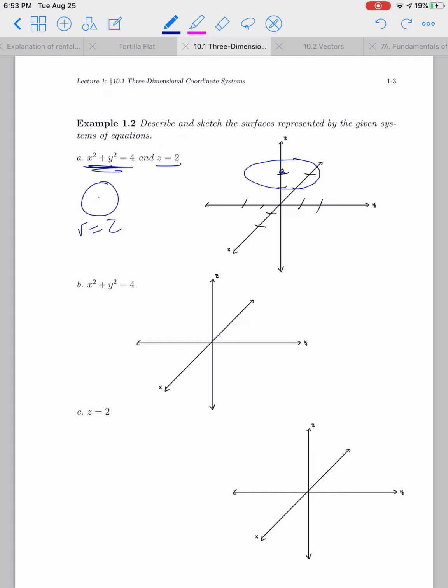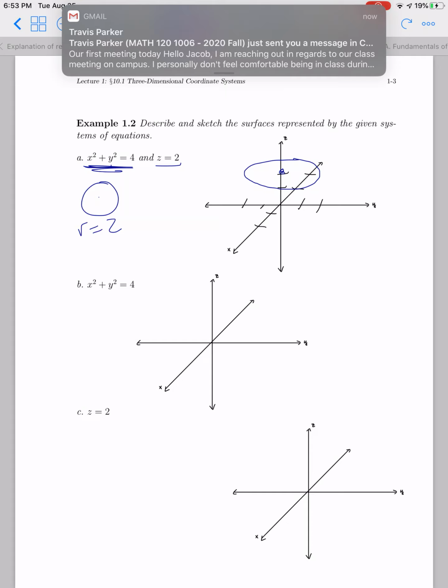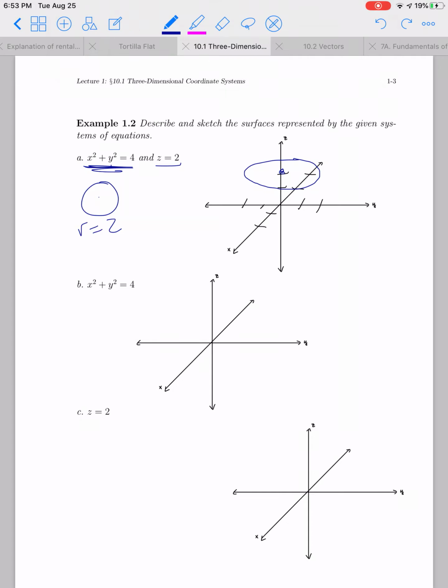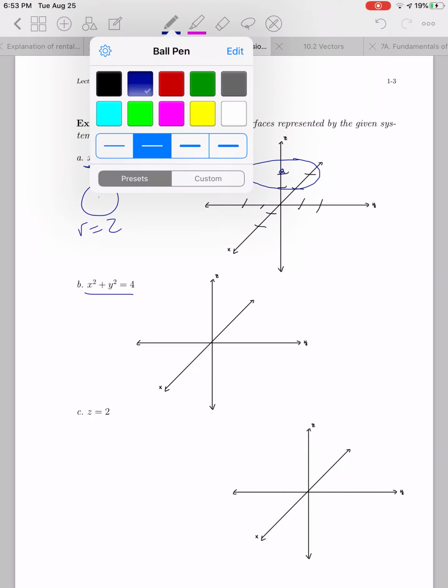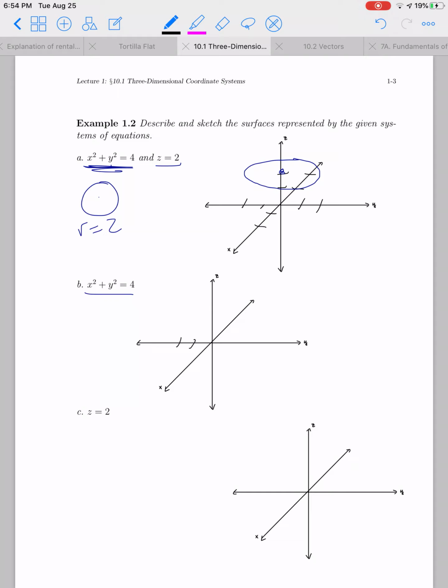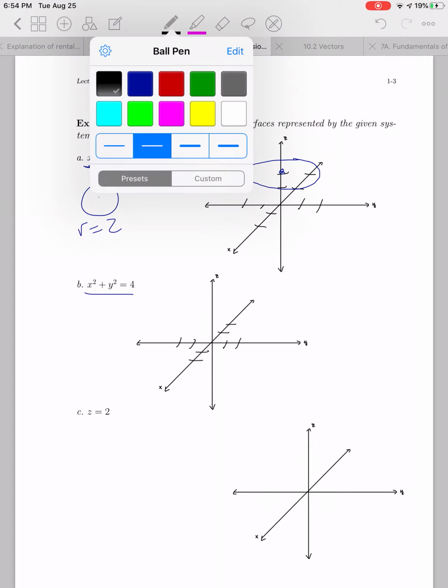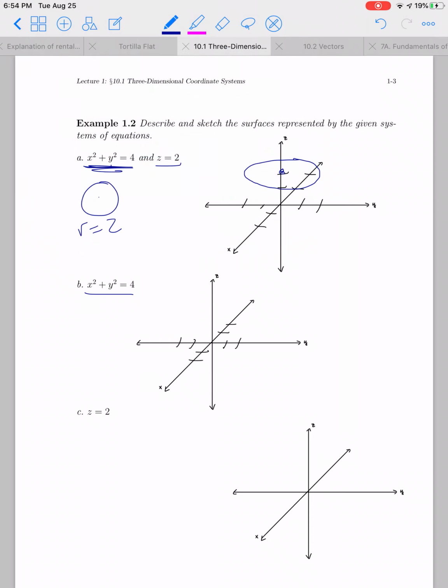So let's see what happens when we don't constrain z, something similar to what we saw before. Now, moving down to the next example, we've got x squared plus y squared equals 4. That's just the circle. So let me sketch that circle for us. Each hash is a unit of 1, just to recognize that as we go. And I'll just draw this circle as it might live in the plane there.